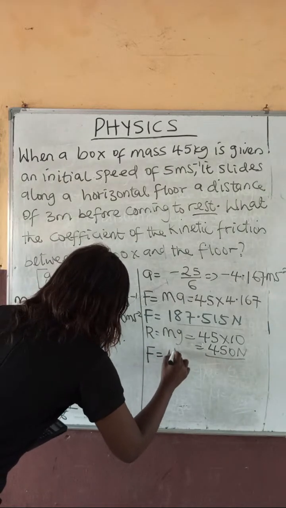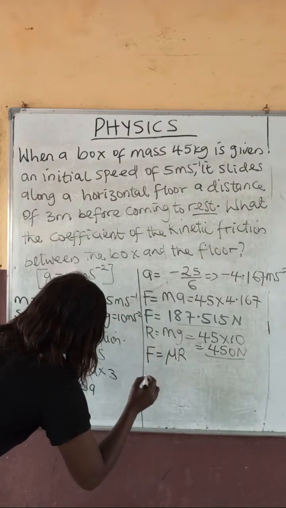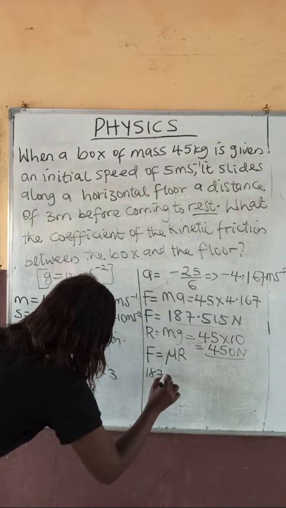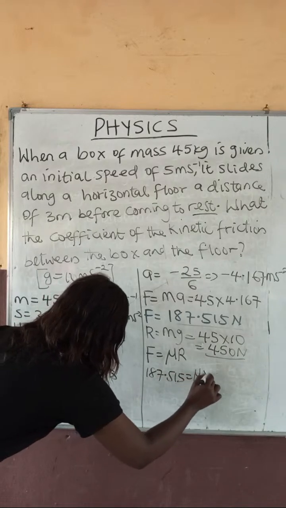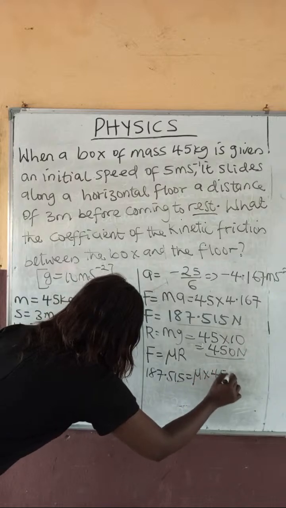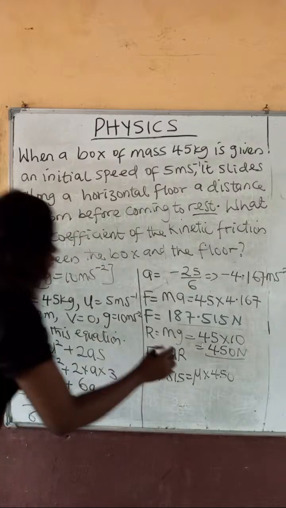From the law of motion, F is equal to mu R. So we say 187.515 is equal to mu times 450. Okay? We divide by the coefficient of mu, which is 450.